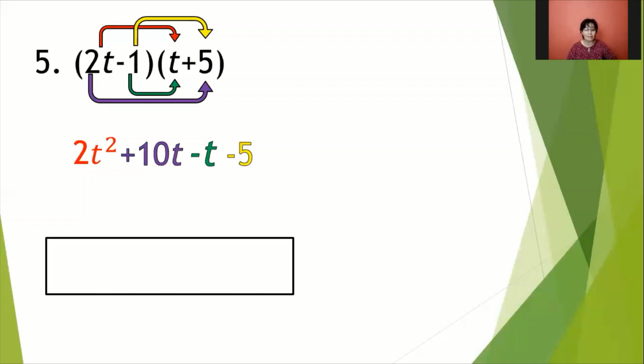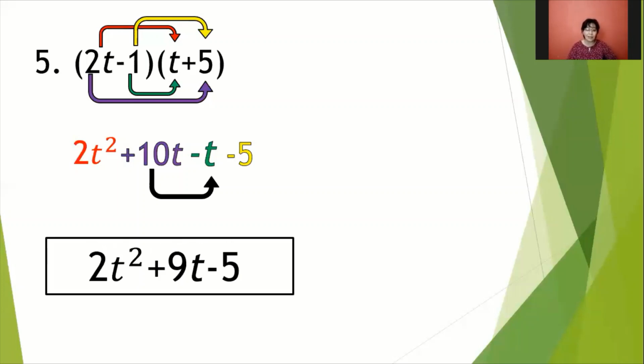Again, okay, we have to combine like terms. And what are the like terms? We have 10t and negative t. Like terms mean that they have the same variable and, at the same time, the same degree. The final answer, we have 2t squared plus 9t minus 5. Okay, another example.